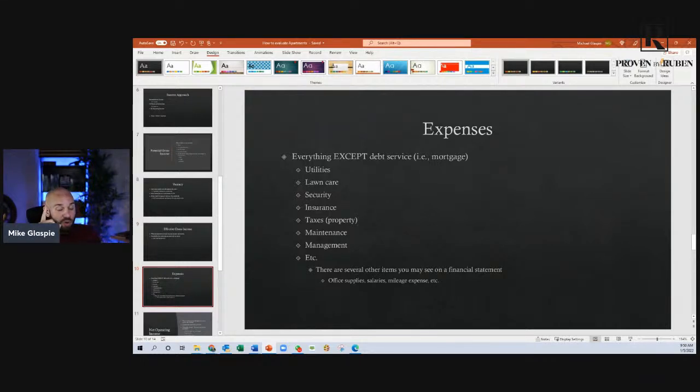Now, I know I said we don't include the mortgage, but we still have to include the property taxes and the insurance. Those are expenses. All of those things. When you look at, I'll put a highlight here, because remember, we're always going to go in and evaluate this apartment complex, and we're going to ask for the financial statement, the profit and loss statement. It's called many things, trailing 12.